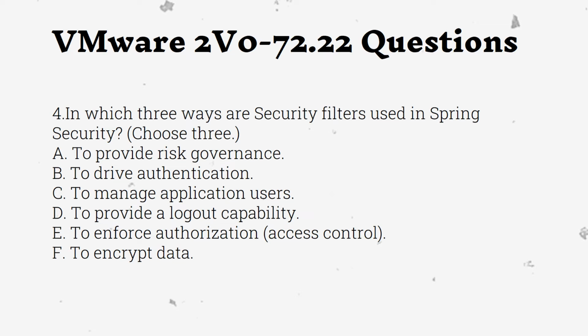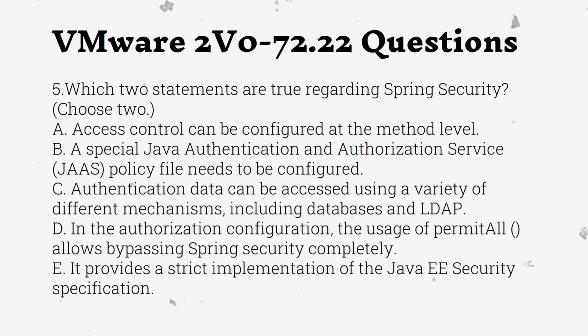F. To encrypt data. 5. Which two statements are true regarding Spring Security? Choose 2. A. Access control can be configured at the method level. B. A special Java Authentication and Authorization Service, JAAS, policy file needs to be configured.